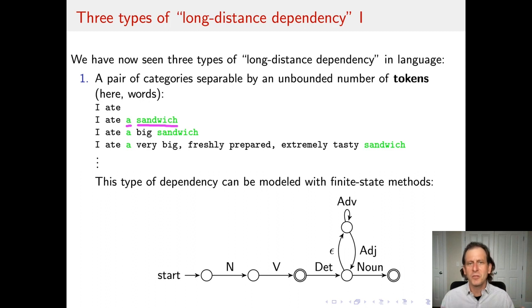So I can't continue on and say "I ate a very big, freshly prepared, extremely tasty, and wonderfully cheap," and then period. That would not be okay. I can add modifiers, but I'm in a state where I need to get a noun before I'm done. And this type of dependency can be modeled with finite state methods.